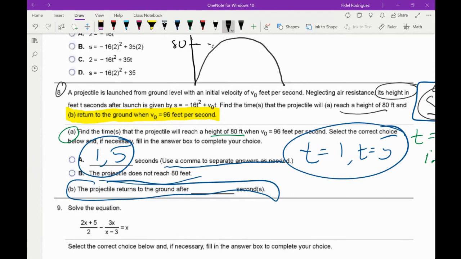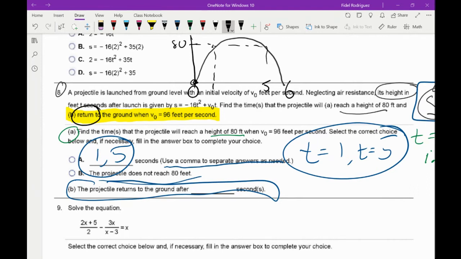Here's my 80 feet. Remember, we had the two answers: we had 1 second and we had 5 seconds. The question is saying, when do we return to the ground? Well, notice when we first started at 0, we were on the ground.